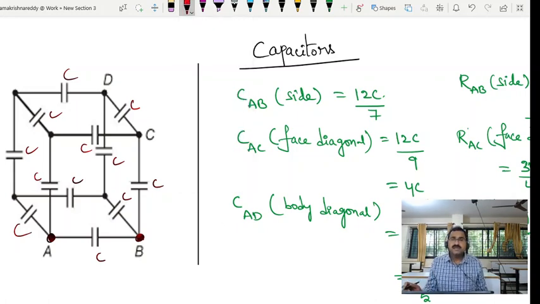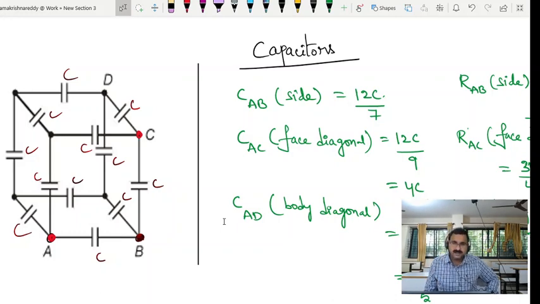Next, what is the effective capacitance between A and C? A to C, observe that, is a face diagonal. How much do you get? 12C by 9. Just to remember, practice in this way: 12C by 7, then 12C by 8 is not there, 12C by 9.